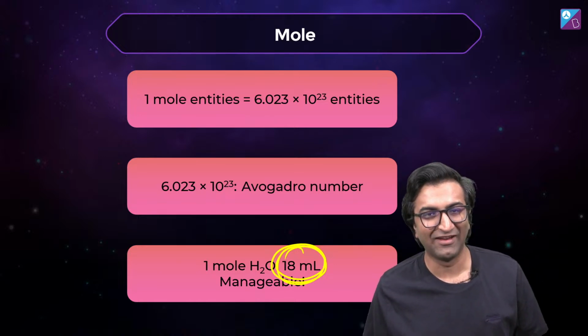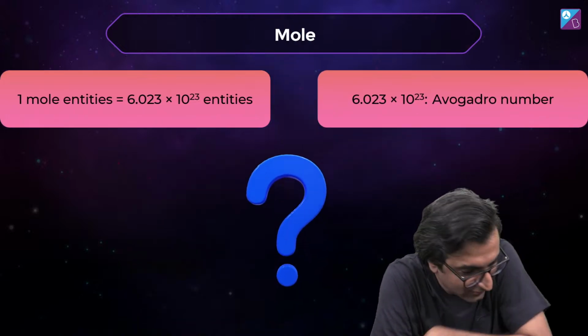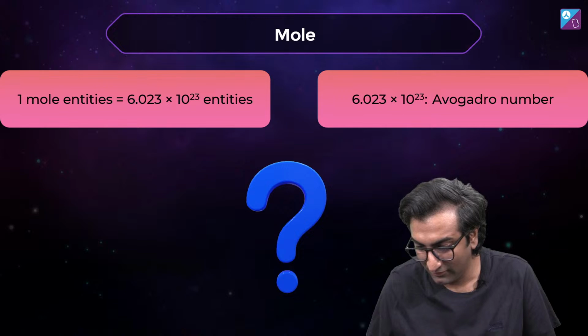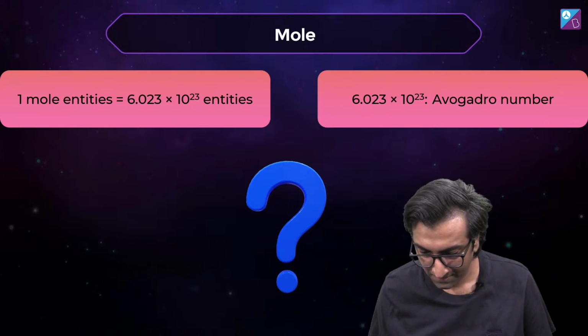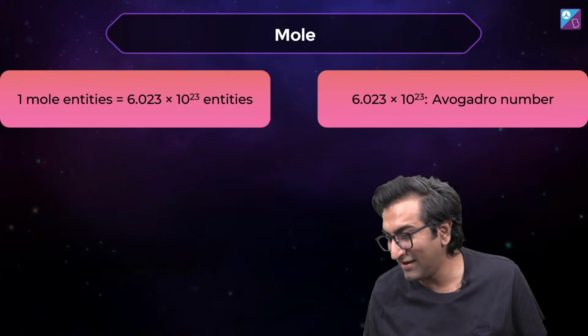Avocado? Yeah, it's okay. Avocado. Where does this number come from? What is this 6.023 times 10 to the power 23? Where does it come from? Any ideas? Anyone wants to tell me what this is called? Sami is asking good questions.